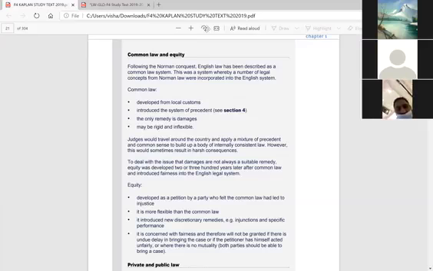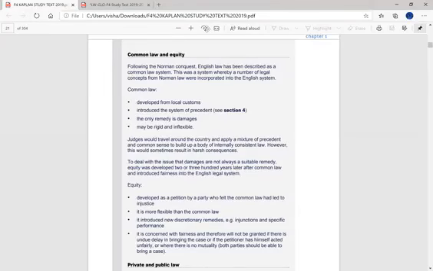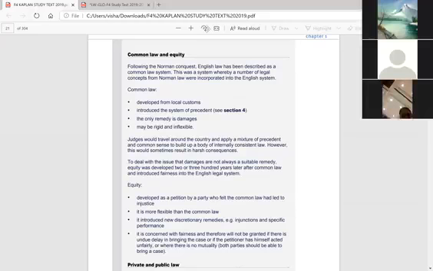All right. In this case, where the common law is not being followed, the people who are not following it will have to pay off damages. But in common law, the only remedy is damages, which is a very big disadvantage of it, because not every time can you pay off as a consequence of not following the law.